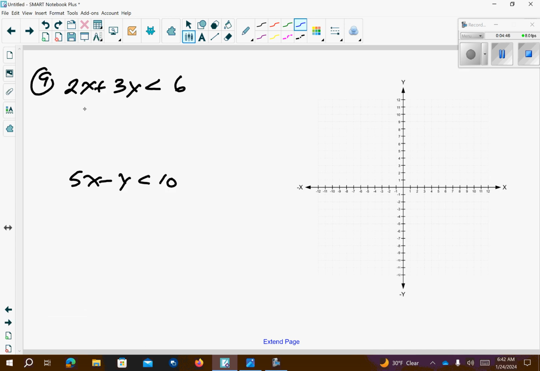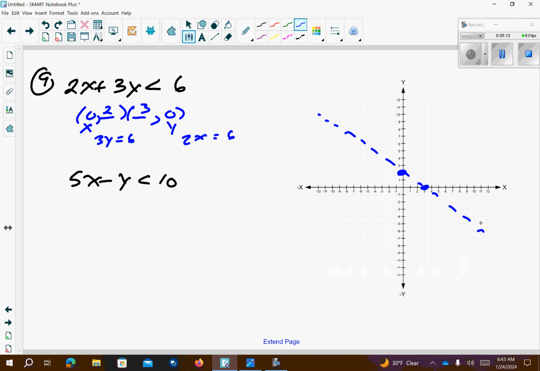Oh, I had a blank there. Okay, so we want to graph this. These are both set up as 0, comma blank, and blank, comma 0. So remember that's an x value, so I'm going to get 3y equals 6, divide each side by 3, so I get 2, so 0, comma 2 is right here. And then this is a y value, so plug that in there. So then I'll get 2x equals 6. Divide each side by 2, so it gives me 3. This is going to be a dotted line because I don't have the equal sign with it.